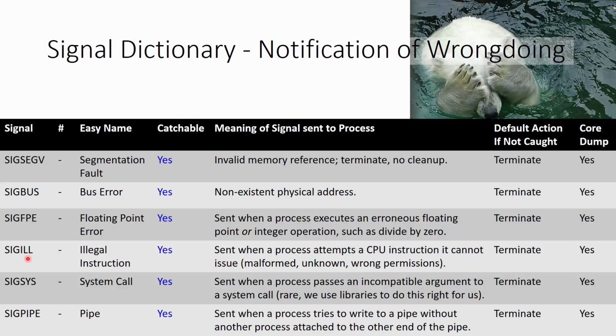Sig-ill is also very rare. This is going to be sent for when your process is sending a CPU instruction to the CPU that doesn't exist. So it's malformed, it's bugged, it's got problems. You don't have permissions to send that CPU instruction. So again, that's a really hard one to send. But if you figure out a way to do it, this is the kind of signal you'll get back. System calls, kind of in the same vein.